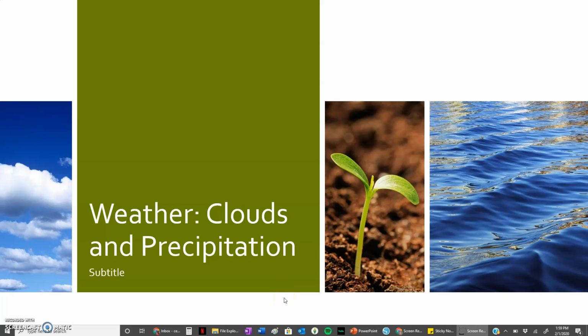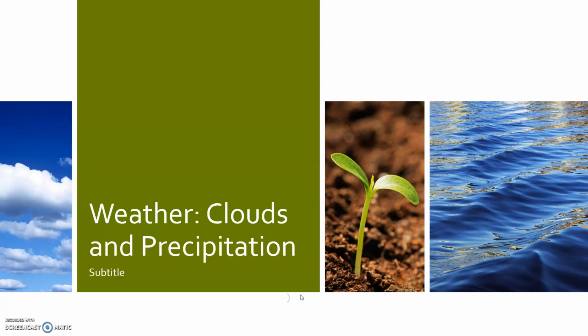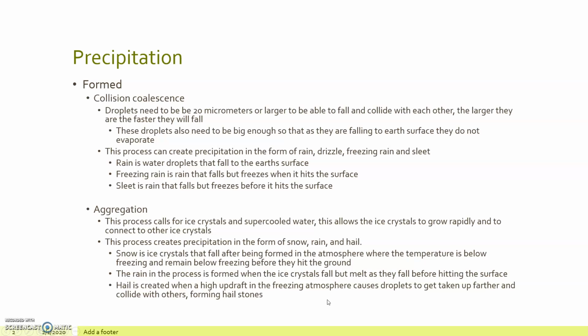In this presentation, we're going to talk about weather and how clouds and precipitation are formed. Precipitation is formed in two different ways, collision coalescence and aggregation.